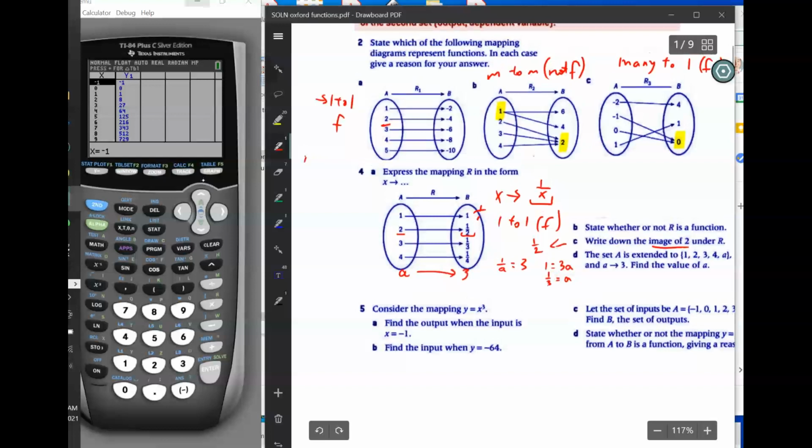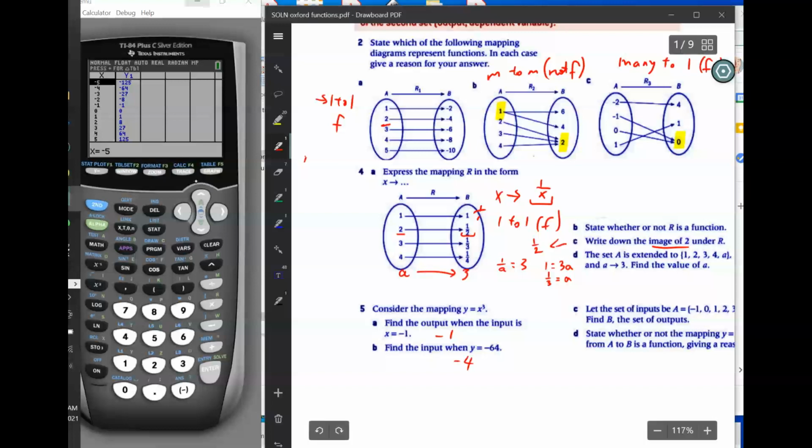And then it says, find the input when y equals -64. One of the convenient things about the table is, you can just say, okay, when is the y value -64? And I can see that the trend is the negative values are above, so I'm scrolling up, and look, the x value is -4 when y equals -64.